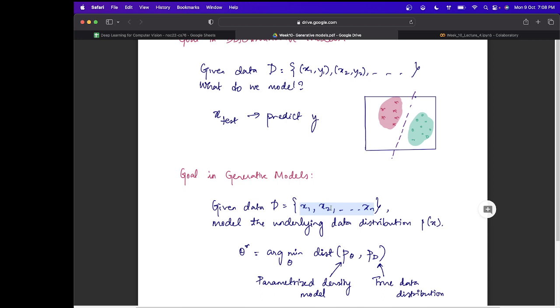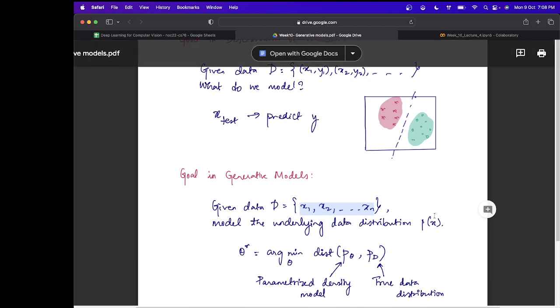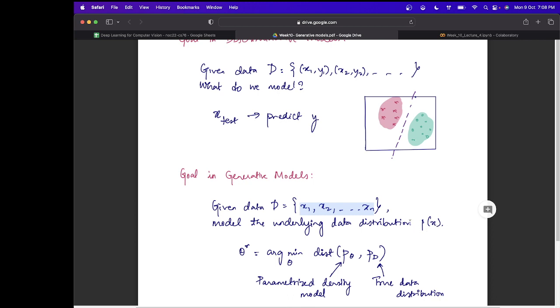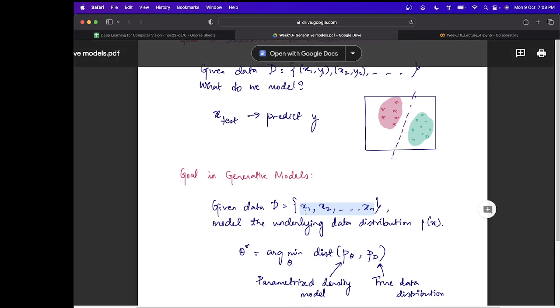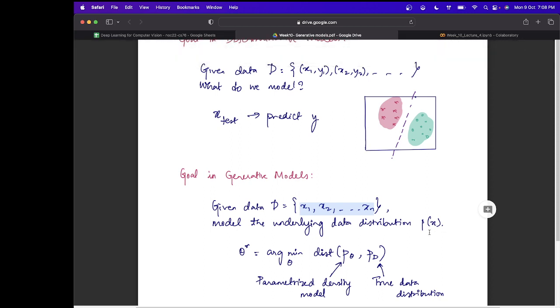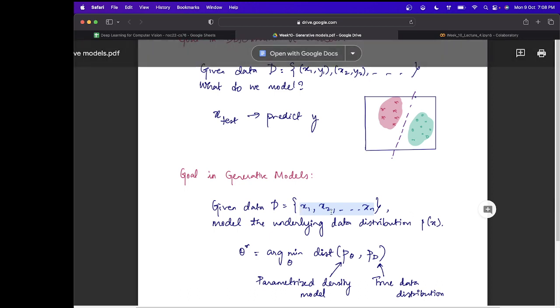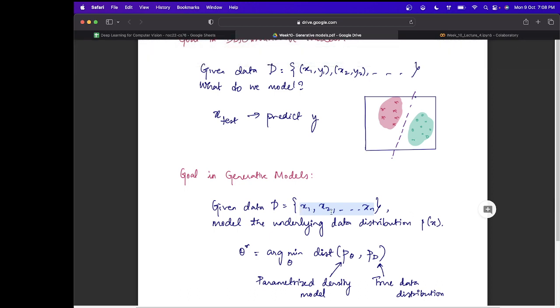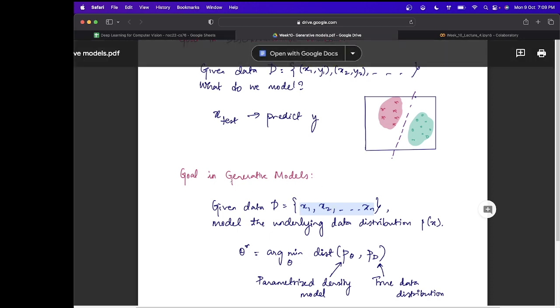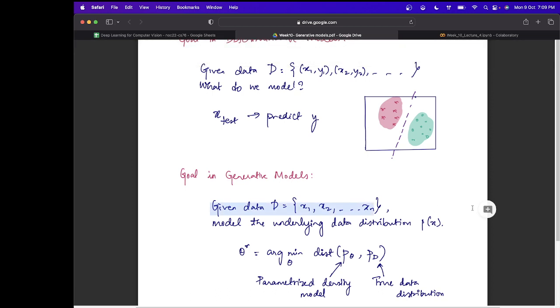So how will they help us? If we are able to understand the underlying data distribution and then sample more data points from there, that means what? That we will be able to generate new and new images. That is the goal in generative models, right?